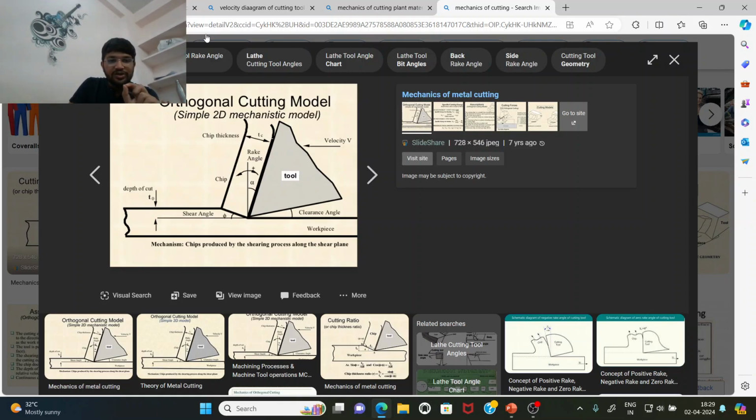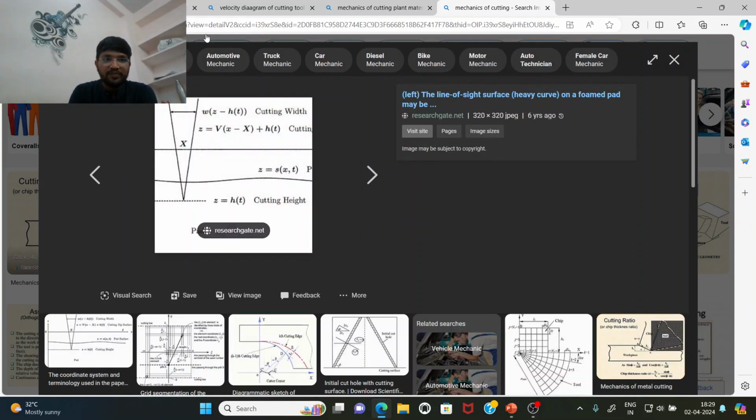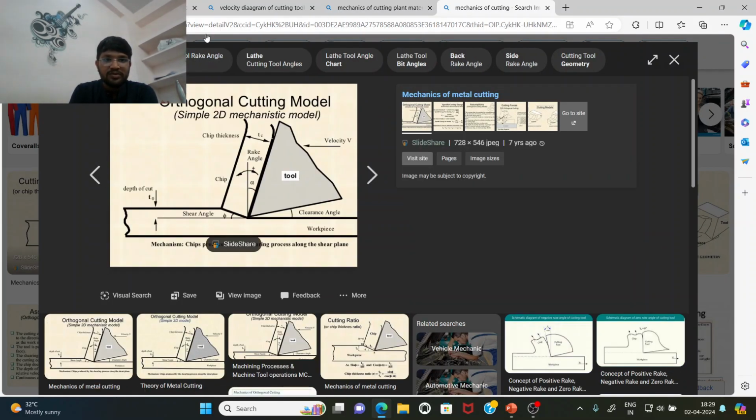This is the shear angle. What is the shear angle? It is where the shearing occurs, the angle between the horizontal and the shear plane. This is basically called the shear angle, and it is represented by phi.